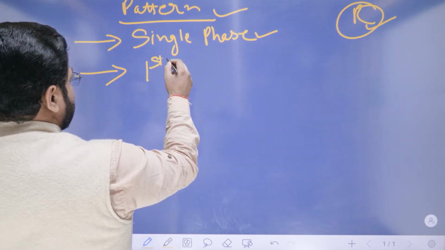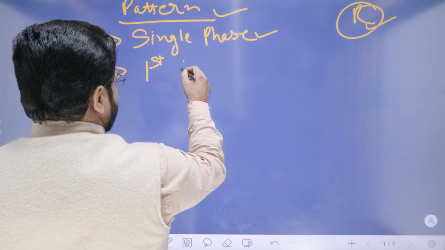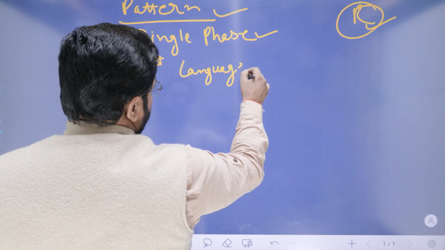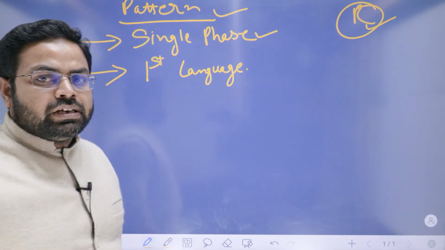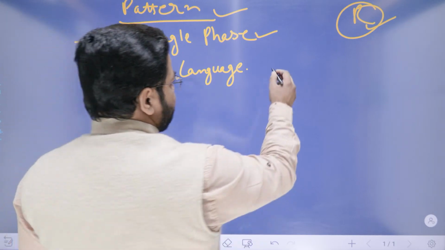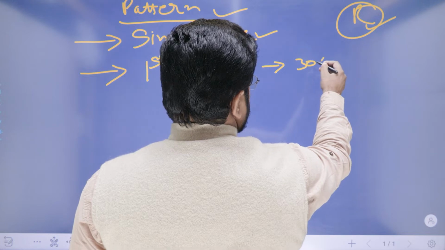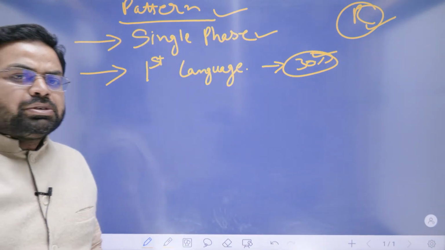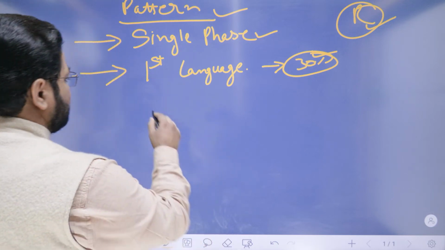The first paper will be of qualifying nature, a language paper, in which questions from Hindi and English will be asked, and here you just need to qualify, you need to secure 30% of marks, nothing else. And this will also be in objective pattern, right?